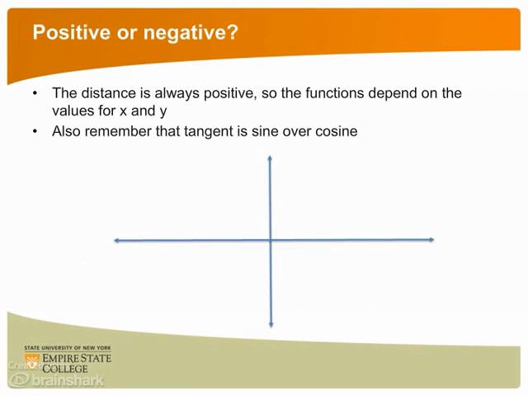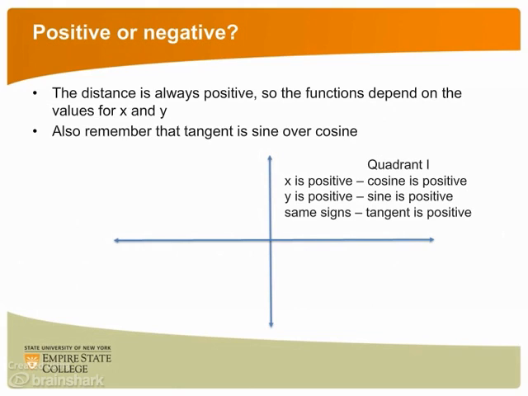When considering sine and cosine, remember that the length of the hypotenuse is a distance. Distances are always positive. Whether the sine or cosine is positive or negative depends on whether the x value or y value of the point is positive or negative. We also need to remember that tangent can be thought of as sine over cosine. If the sine and cosine have the same signs, the tangent will be positive. If the signs are different, tangent is negative.